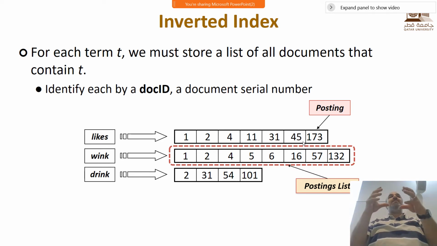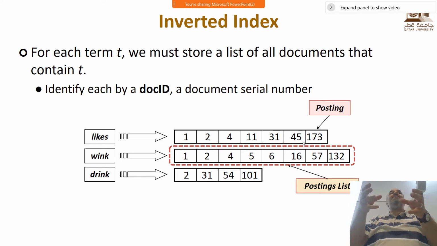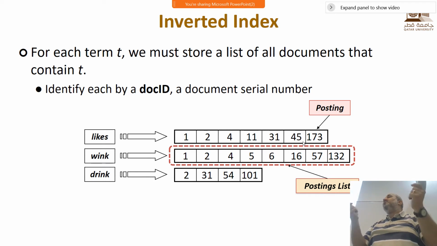So every term has how many postings lists? One, only one. So it's just one list, and the length of that list depends on how frequent the term is in the collection. If it appeared in so many documents, then this list will be very long. If not, then the list will not be that long.